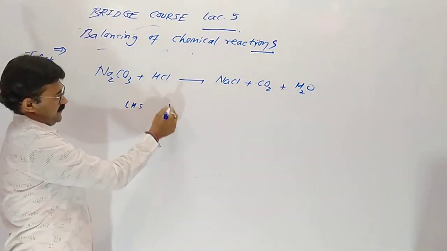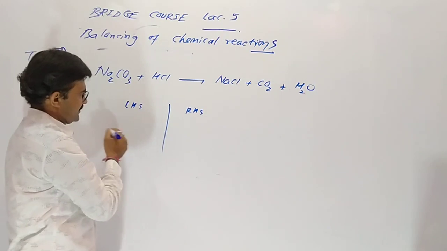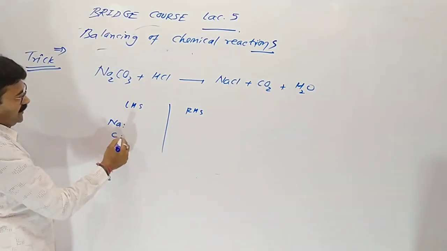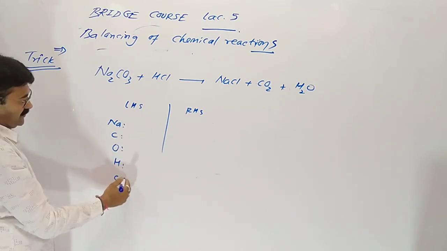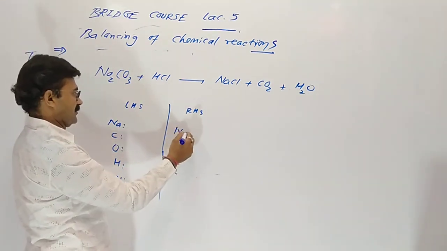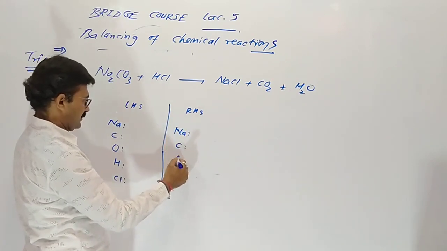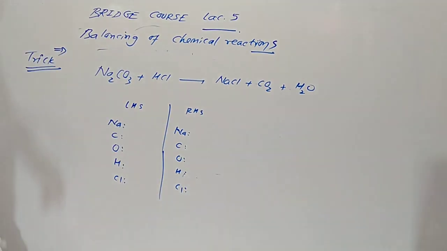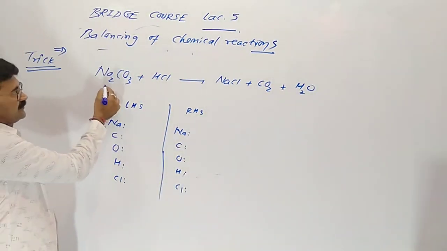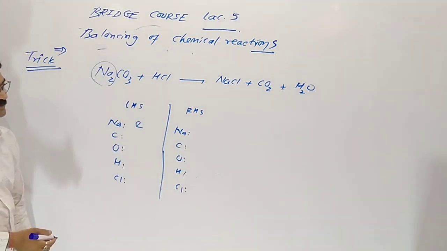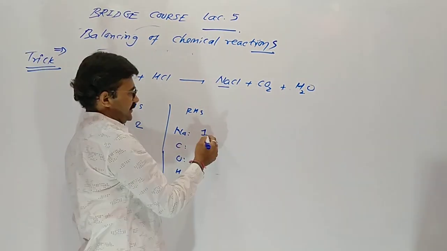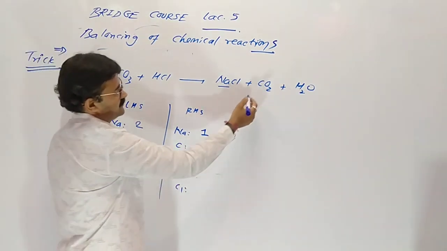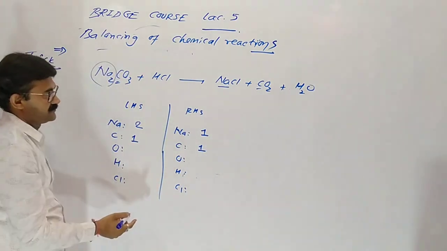Now first of all, right hand side and left hand side. Elements are sodium, carbon, oxygen, hydrogen and chlorine, and the other side also has sodium, carbon, oxygen, hydrogen and chlorine. Tell me, the number of sodium atoms is 2 on the left hand side. On the right hand side sodium is 1. Here carbon is 1, here also carbon 1.